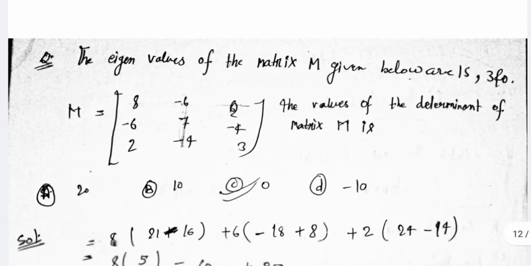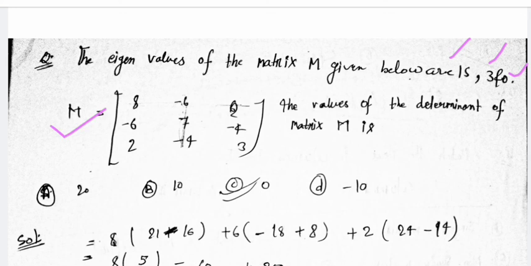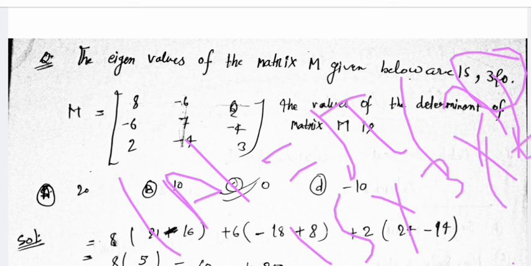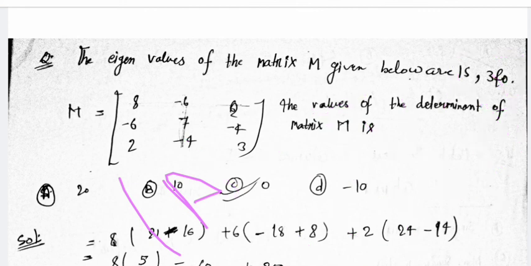Now come to the next question. Here the eigenvalues of the matrix M are given as 15, 3 and 0, and the matrix is also given. What is the determinant value of the matrix M? It is a very easy question. Why? Because here one eigenvalue is 0, and we know that the determinant of any matrix is equal to the product of the eigenvalues. So multiplying 15 into 3 into 0, the value of the determinant is 0. So which option is correct? Option C is your correct answer. Just consider all the values and you get the answer in a few seconds.